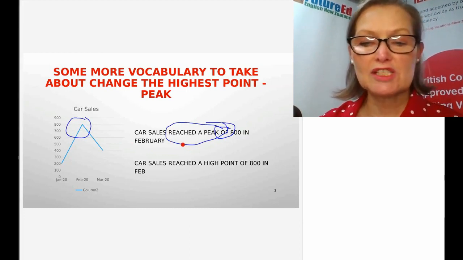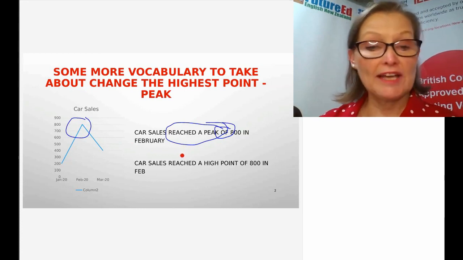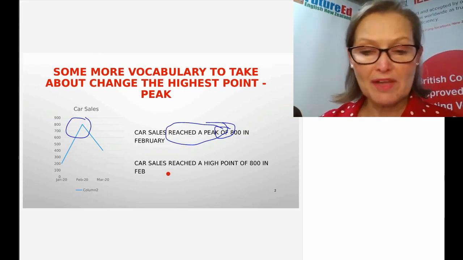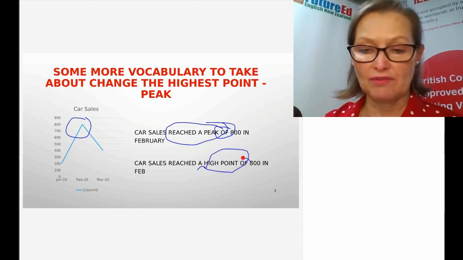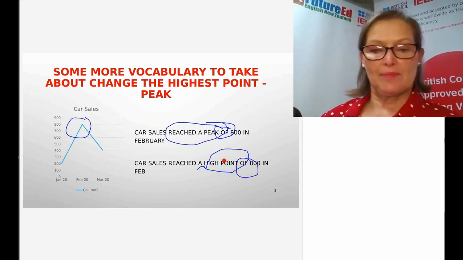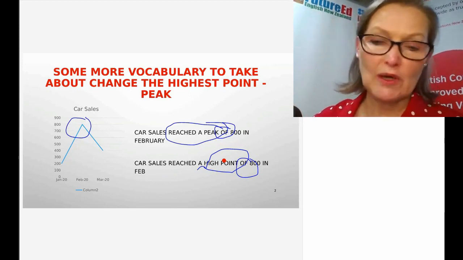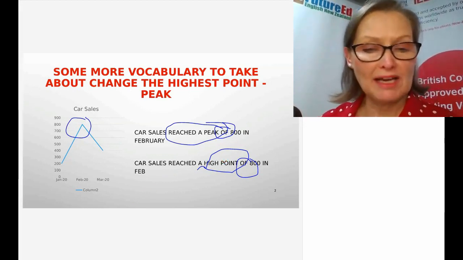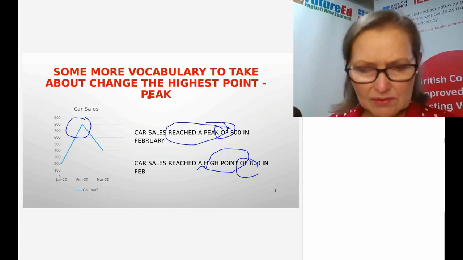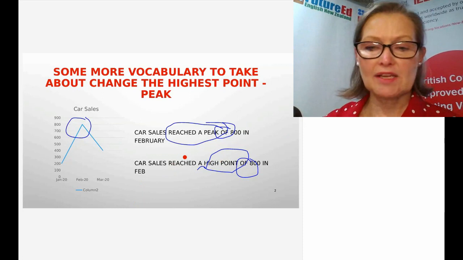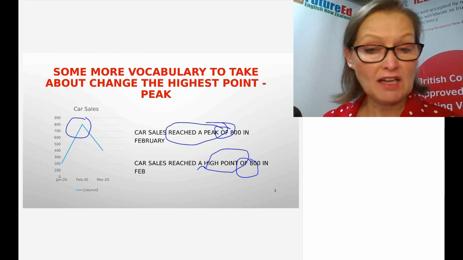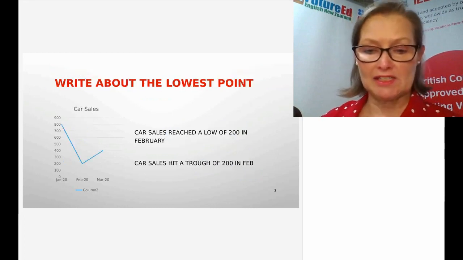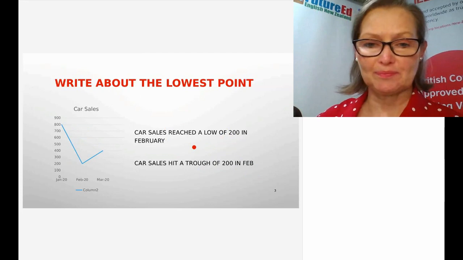And then have a look at that preposition of. So car sales reached a peak of. I can also say that another way, and that is I could say car sales reached a high point of, and once again, just notice that preposition. So generally, there's usually only one peak in a graph. Occasionally, you might see two. And so maybe just pick one, write it again and again, and get it fast, get it accurate. Let's have a look at the next vocabulary point.